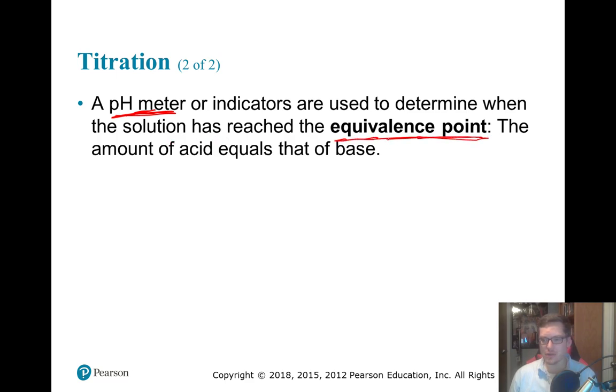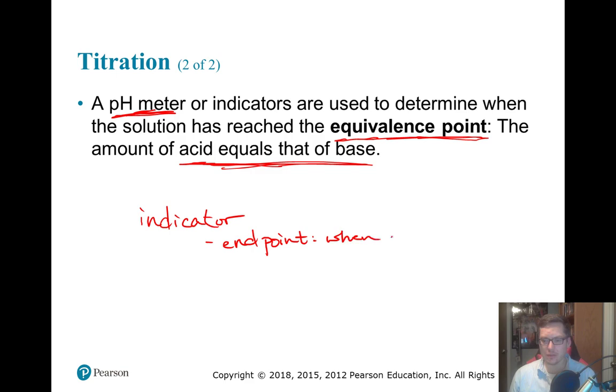Both of these are used to determine when the solution has reached the equivalence point. The equivalence point is defined as the point when the amount of acid in your solution equals the amount of base in your solution. Now, if we use an indicator, we have this other idea called the end point, and the end point is when the color change occurs.